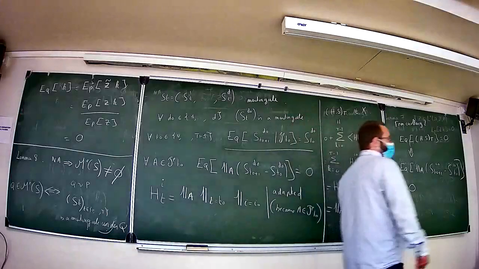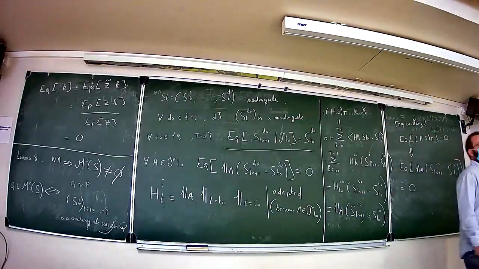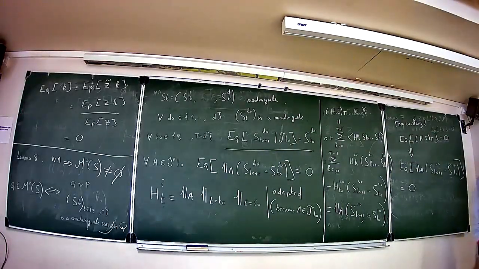So are you okay with my implication? NA implies the existence of an equivalent martingale measure. Do you have some questions? No?